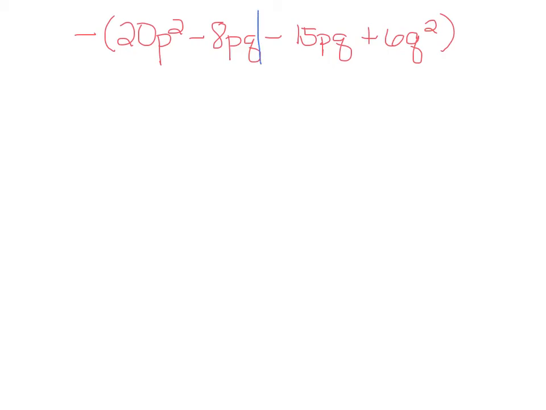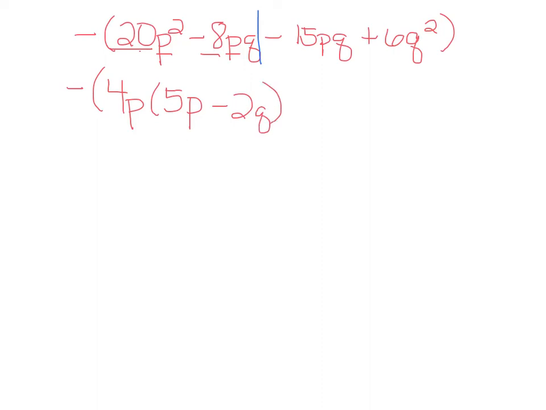Now let's factor out what the first half has in common. From 20 and 8, I see that 4 will divide both of those. And I also notice that they both have a p in common. This would leave me with 5p minus 2q.